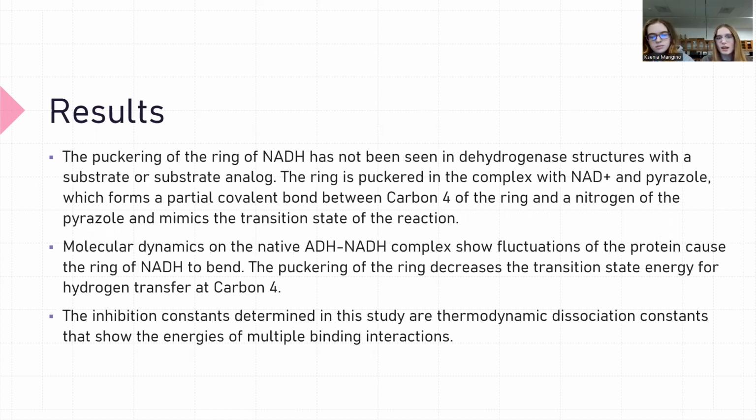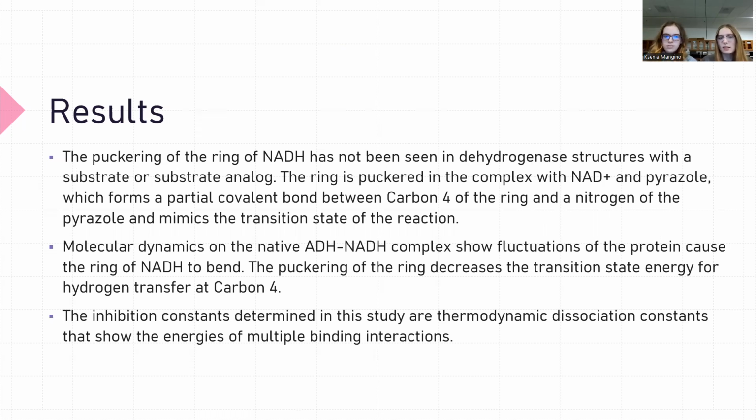The puckering of the ring of NADH has not been seen in dehydrogenase structures with a substrate or substrate analog. The ring is puckered in the complex with NAD+ and pyrazole, which forms a partial covalent bond between carbon 4 of the ring and a nitrogen of the pyrazole and mimics the transition state of the reaction. Molecular dynamics on the native ADH and NADH complex show fluctuations of the protein cause the ring of the NADH to bend. The puckering of the ring decreases the transition state energy for hydrogen transfer at carbon 4.